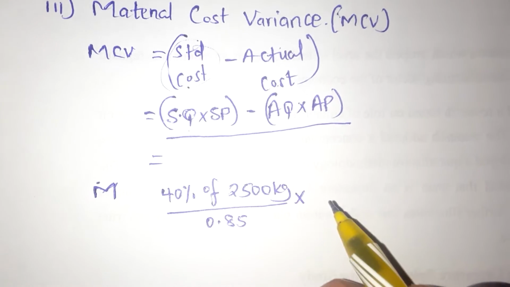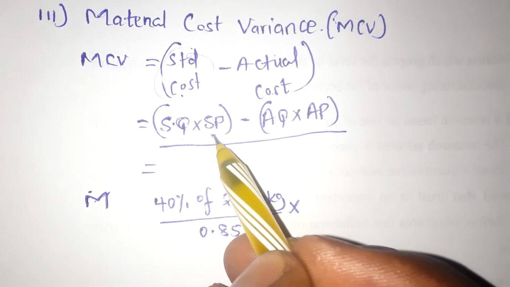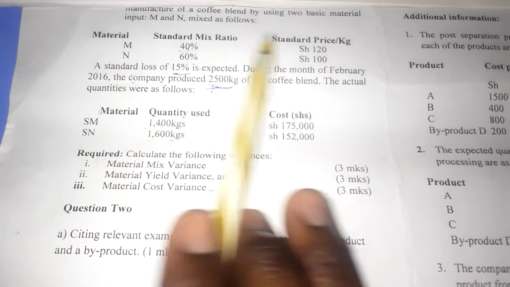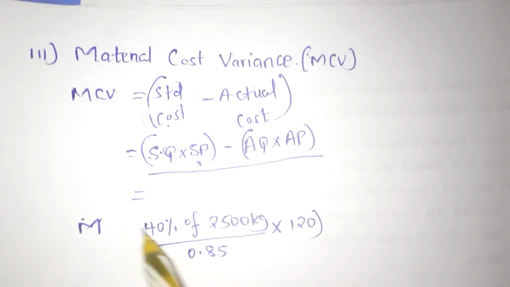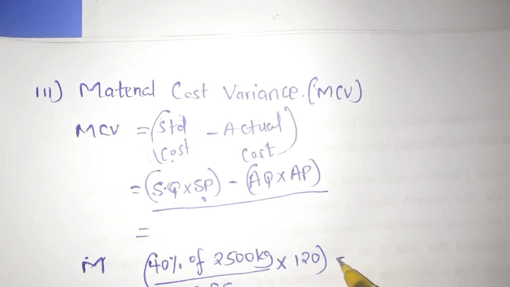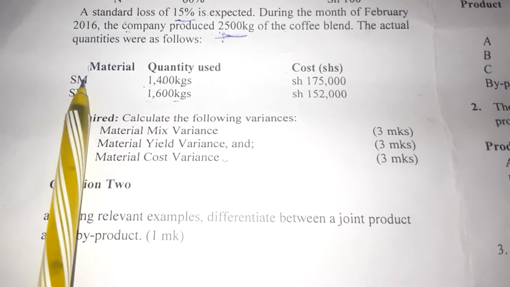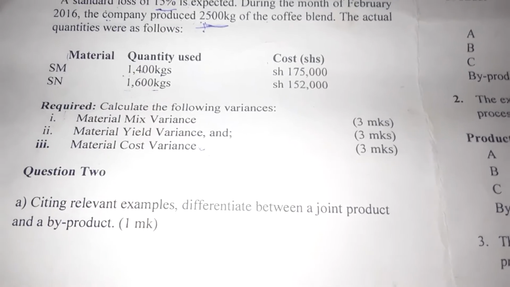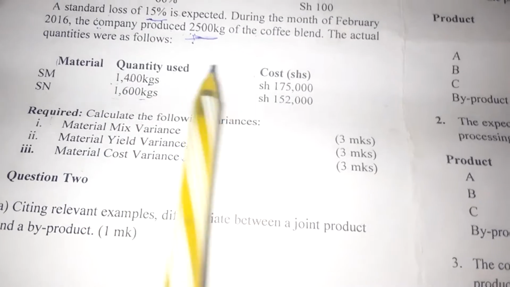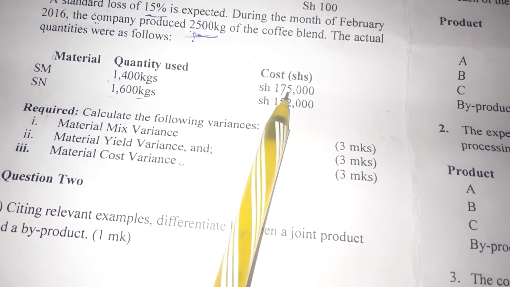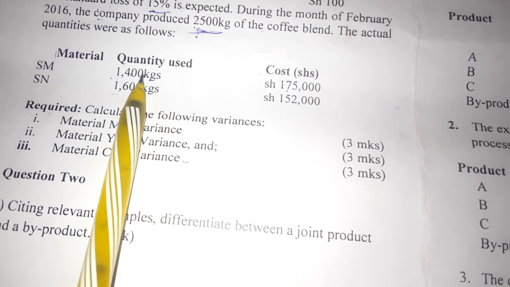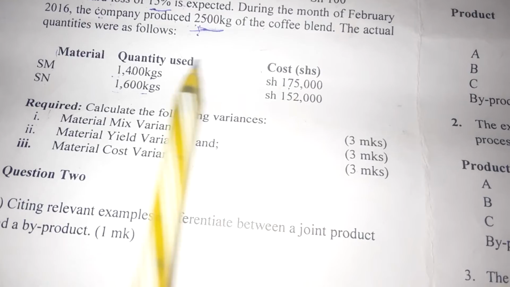We multiply by the standard price. The standard price for material M, if you check in the question again, was 120. So it will be 120 minus the actual quantity of material M. Actual quantity is here. Material M, actual quantity 1400. And the actual price will be given by the cost here, which is 175,000 divided by the actual quantity used. This one divided by this.